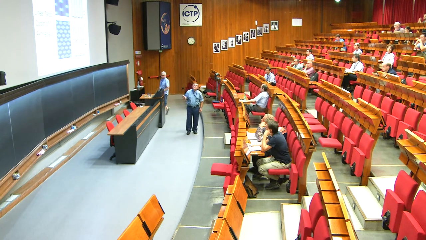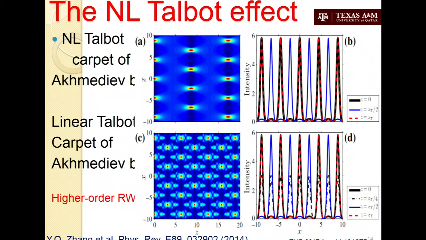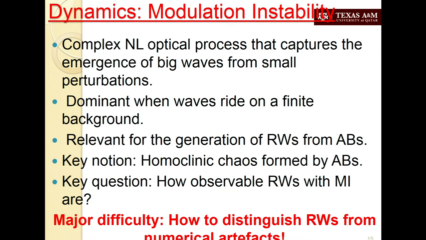Now, of course, if you take away nonlinearity from the equation and you still solve it numerically, you'll get the linear Talbot effect, which is presented here. And now, what about higher order waves? Since I'm running out of time, let me just skip a number of slides. So it is now that we have to discuss dynamic modulation instability, which also goes under the name of Benjamin-Feir instability. It is a complex process and so on.